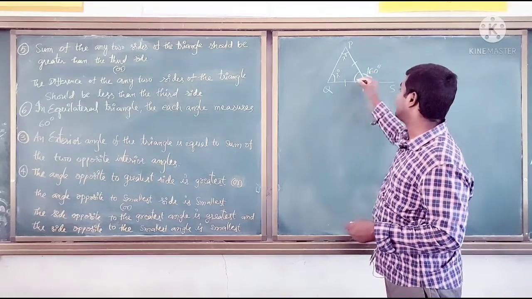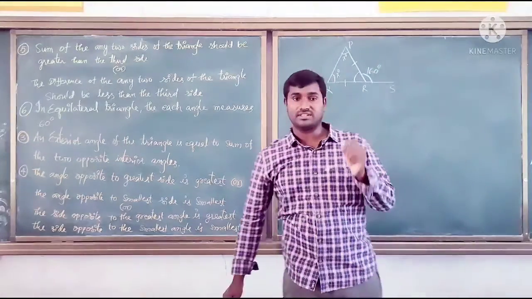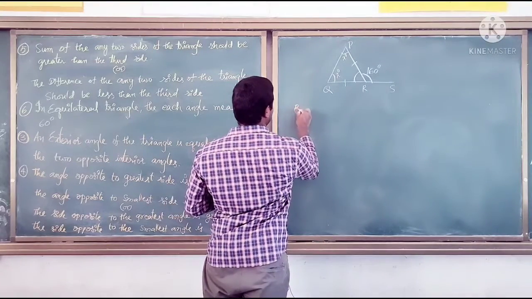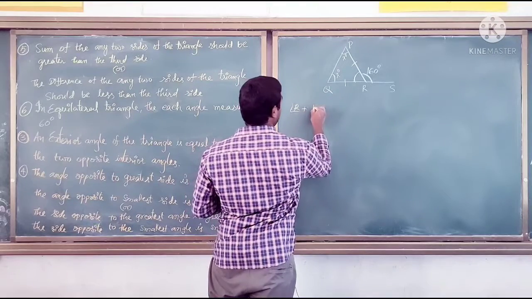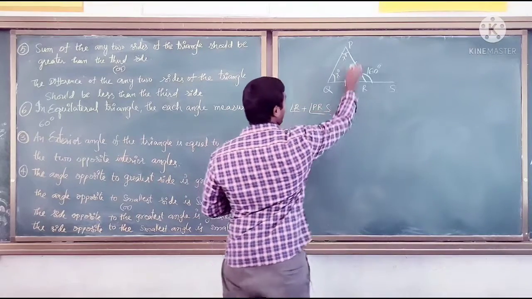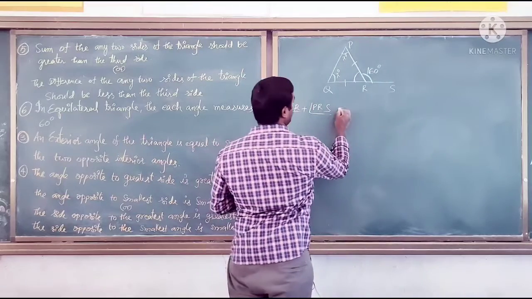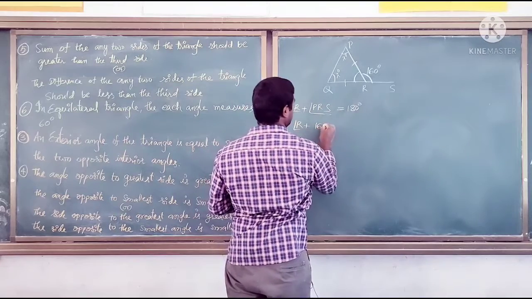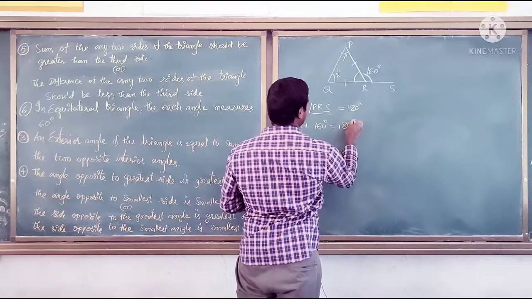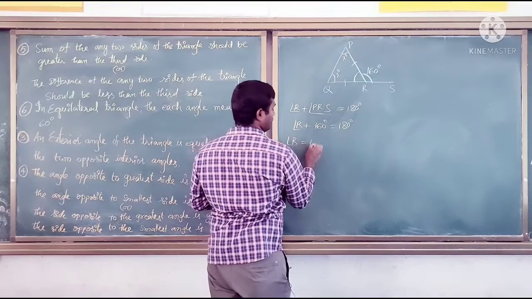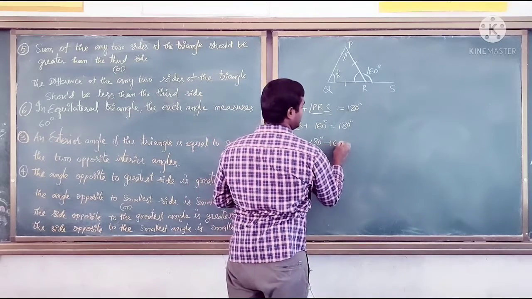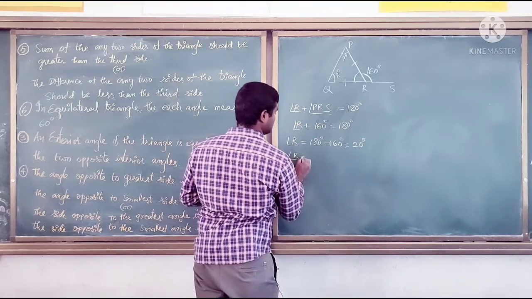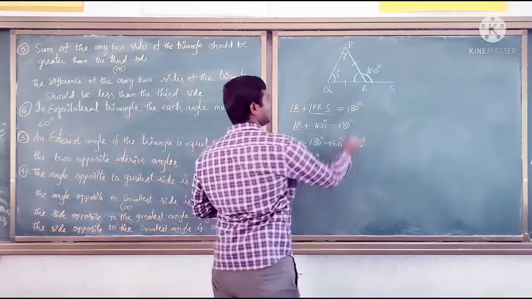We don't know angle R, we just need to find it. So from the figure we need to find R first. From the figure we can write angle R plus angle PRS, this exterior angle PRS, equal to 180 degrees. Angle R we don't know. Angle PRS is how much? 160 degrees. So angle R equals 180 degrees minus 160 degrees, which is 20 degrees. Angle R is 20 degrees.